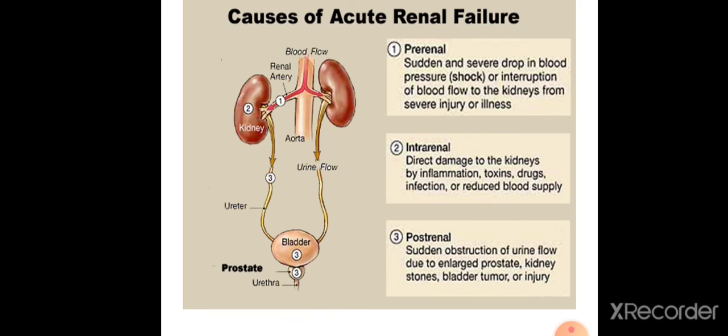It can be pre-renal, intrarenal and post-renal. Pre-renal means there is a sudden and severe drop in the blood pressure or interruption of the blood flow to the kidneys from severe injury or illness. Intrarenal can be direct damage to the kidneys by inflammation, toxins, drugs, infection or reduced blood supply. Post-renal includes sudden obstruction of urine flow due to enlarged prostate, kidney stones, bladder tumor or injury.